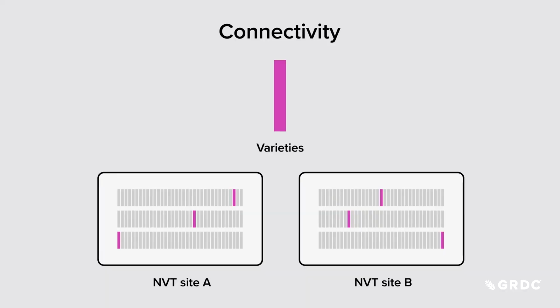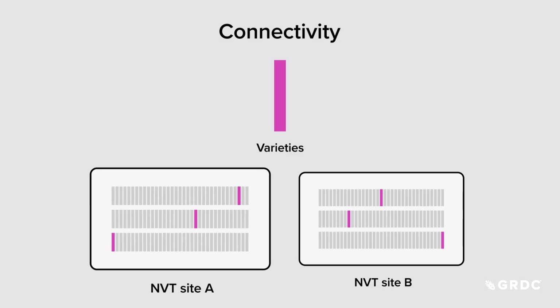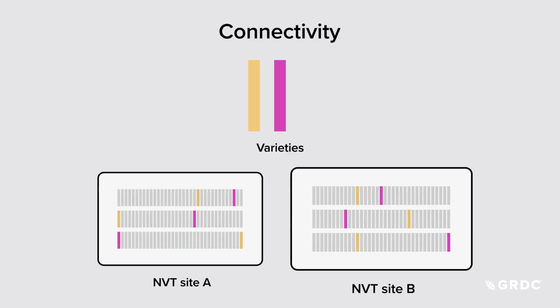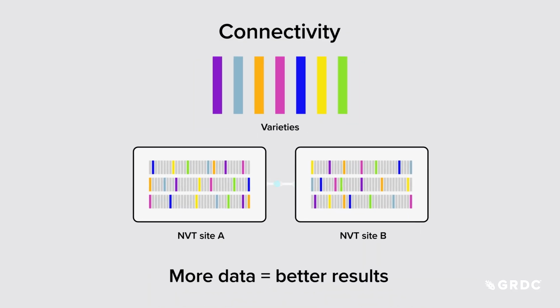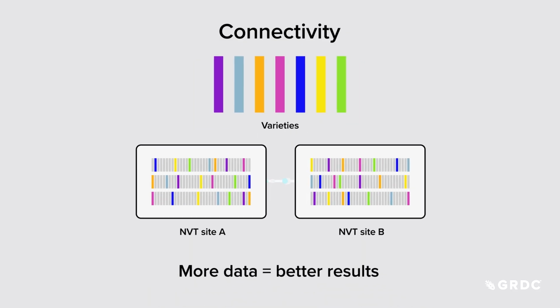Connectivity refers to how many varieties are in common between 2 trials. So is the same variety grown at trial A that is also grown at trial B? And so if we have lots of varieties that are in common, we have a good connectivity, and this allows us to analyse the 2 trials together, which gives us more data and essentially better results because we have more accuracy.